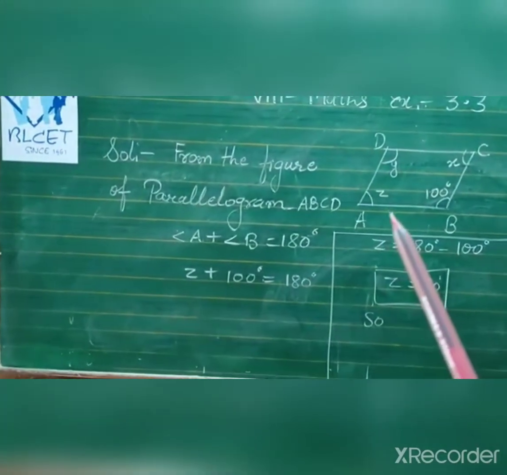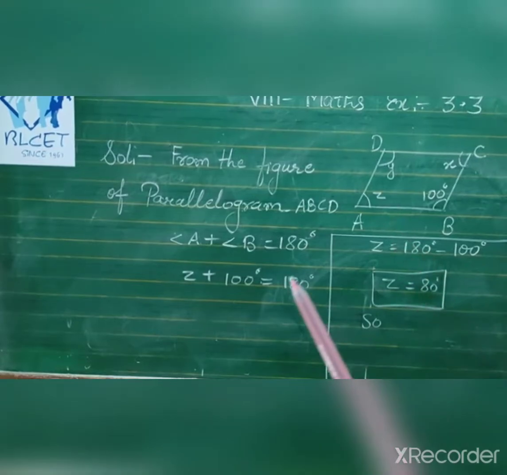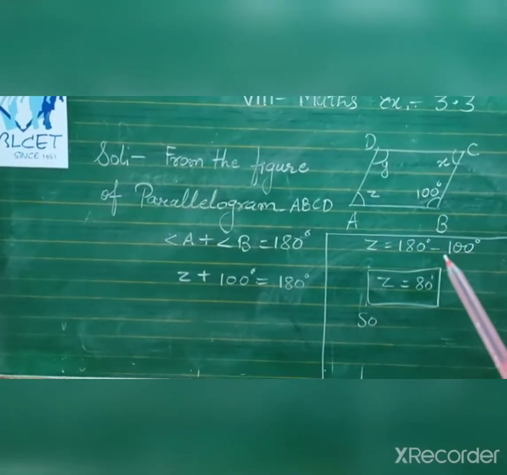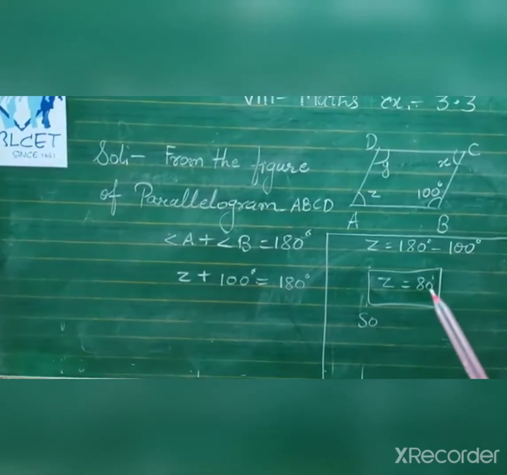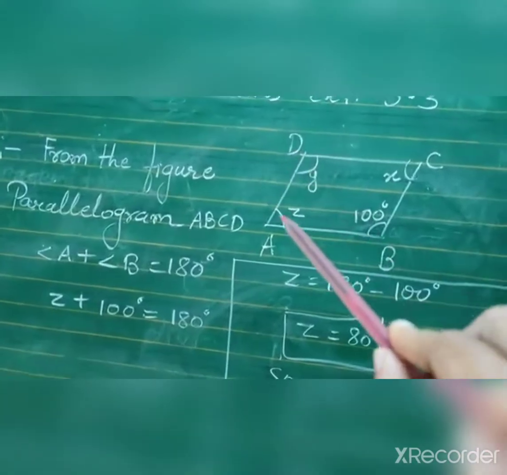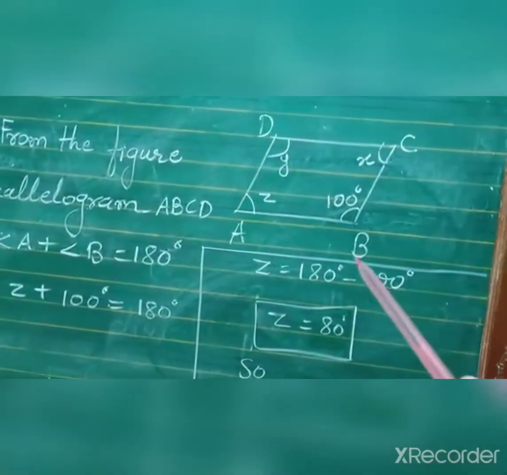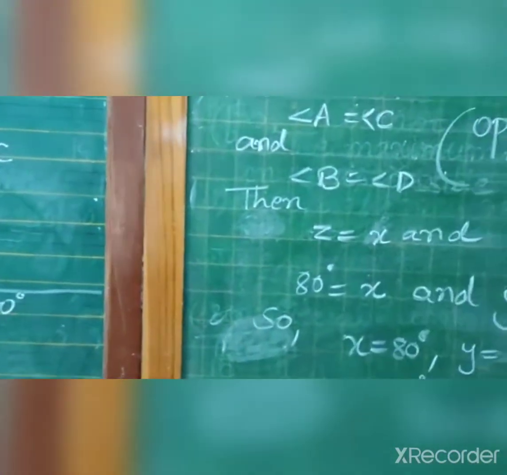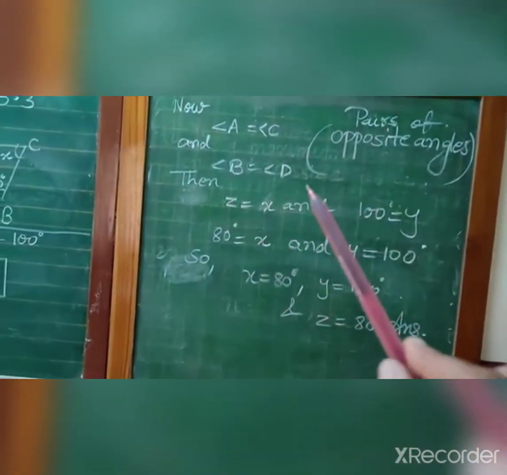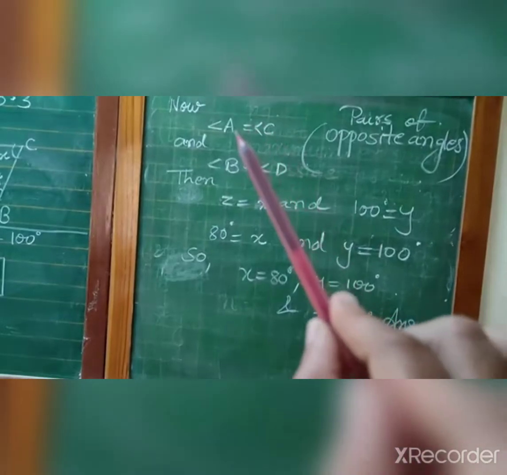So the measure of angle A is Z. So Z plus 100 degrees equals 180 degrees. Z equals 180 degrees minus 100. Z equals 80 degrees. After that, you can see opposite angles. The opposite angle of A is C, and of B is D. So angle A is equal to C and B is equal to D, pairs of opposite angles.